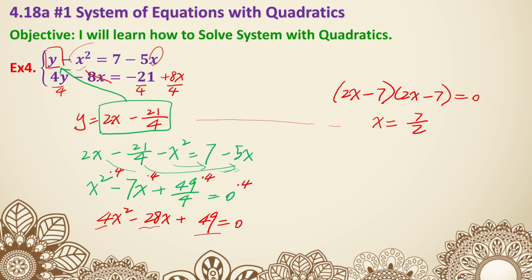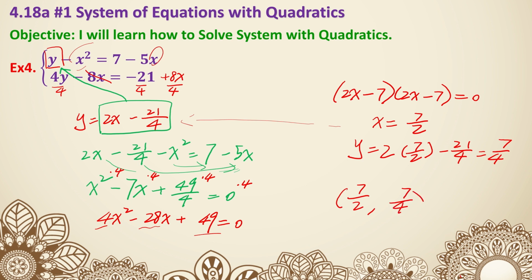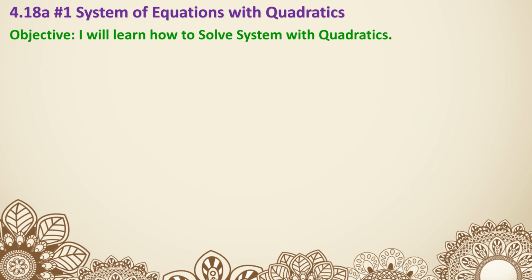And then we can just plug back into the linear equation to find y. y equals 2 times 7/2 minus 21/4. So it's 7 minus 21/4, which is 7/4. Final answer: 7/2, 7/4. That's example 4. Moving on to example 5.